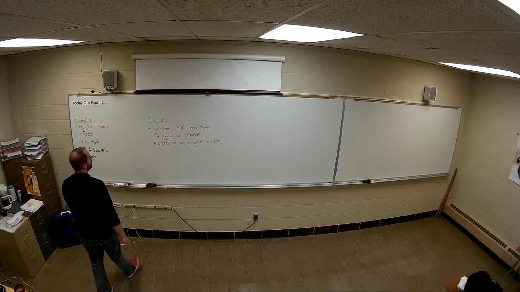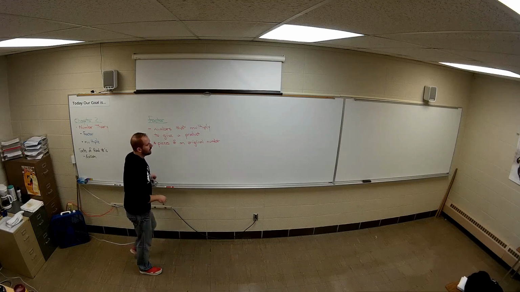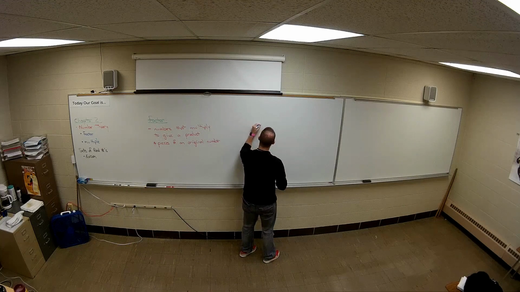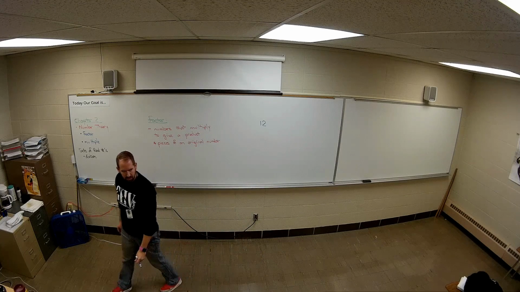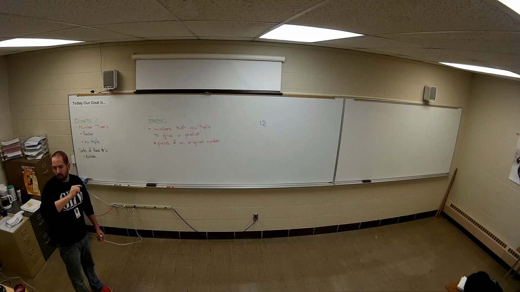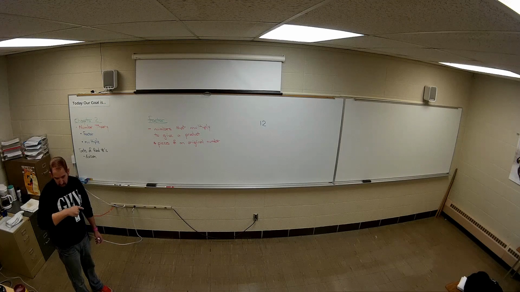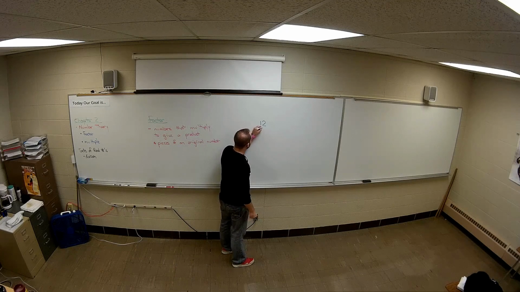So, factors. They're numbers that multiply to give you a product. They're pieces of an original number. So what I mean by that is if I give you the number 12, it's a digit. It's a whole number. There are certain numbers that multiply to give you 12, correct? So, here's the idea. Can we think of the list that would give you 12?